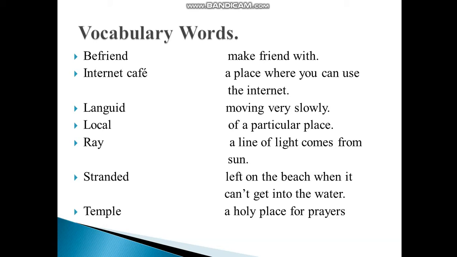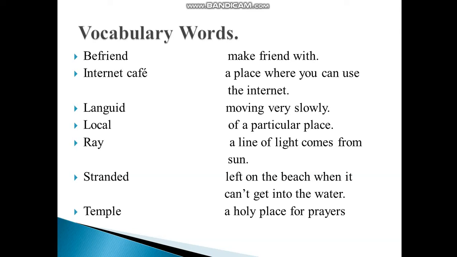Unit number 2, the 3 little goats. First of all, look at these vocabulary words for unit number 2. The number 1 is befriend, make friend with. Internet cafe, a place where you can use the internet outside of your house. Language, moving very slowly, your slow walk. Local, a particular place, like you often listen that it's from local store.